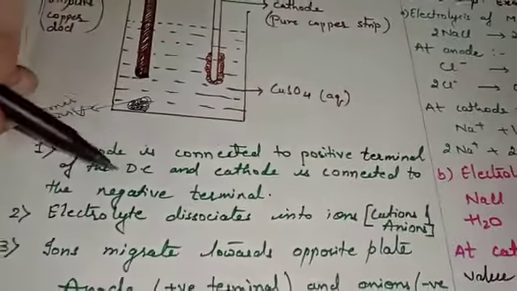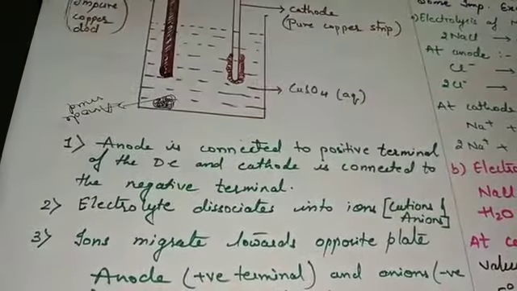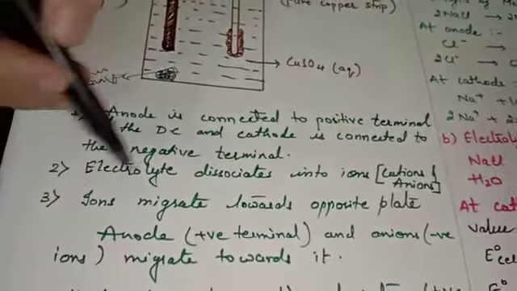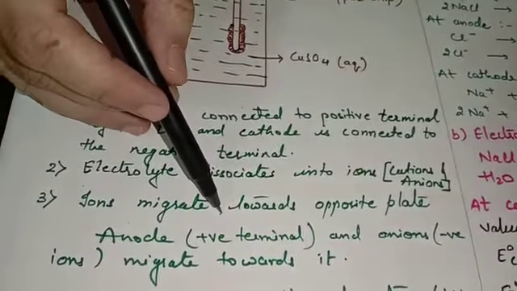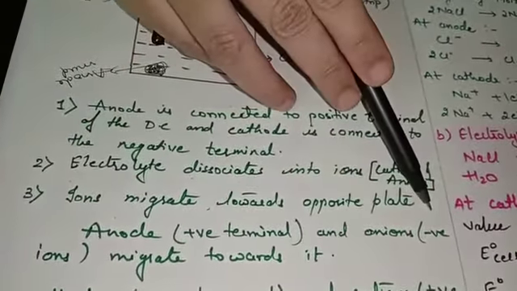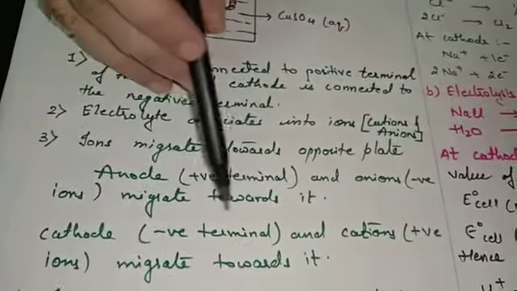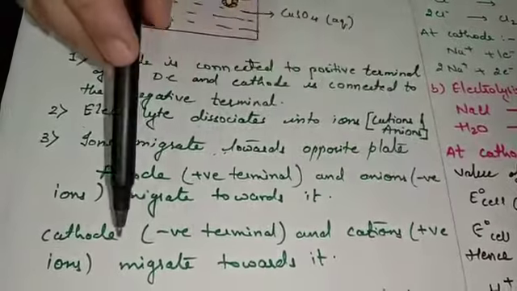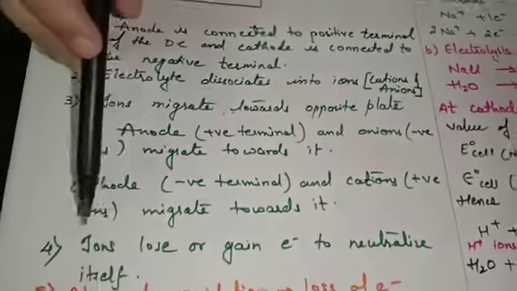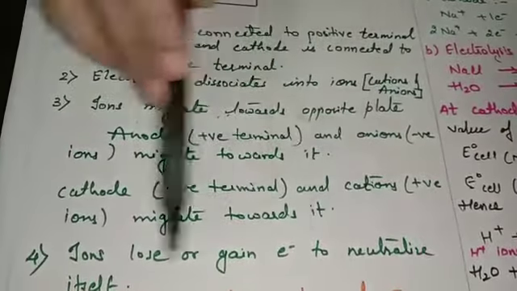The second will be that the electrolyte dissociates into its respective ions, that is cations and anions. In the third step, ions migrate toward the opposite plate. That is, as anode is a positive terminal, here anions, which are the negatively charged particles, migrate toward it. Cathode is a negative terminal rod, hence the cations, that is the positively charged ions, migrate towards it. Then the last will be that ions lose or gain electrons to neutralize themselves.